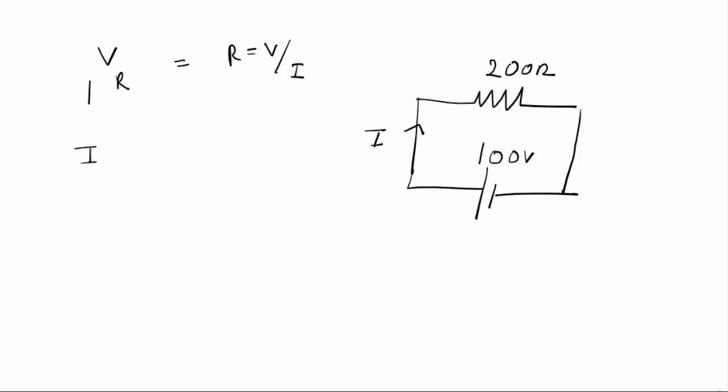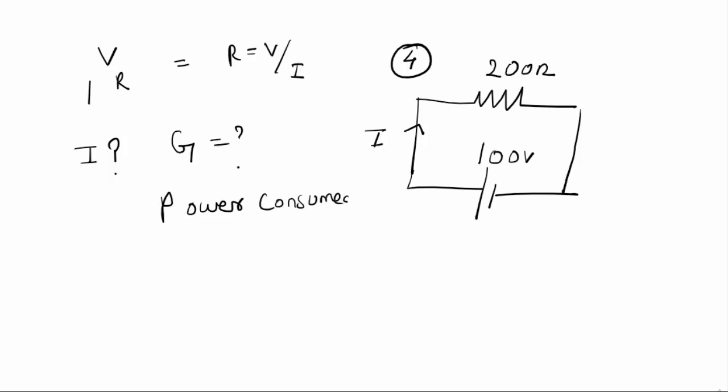This is the fourth problem, and you have to find the current I in this case. Also you have to find the conductance of the circuit. You also have to find the power consumed by the circuit, P. The equation of P is equal to VI, or it can also be found out by I square R.